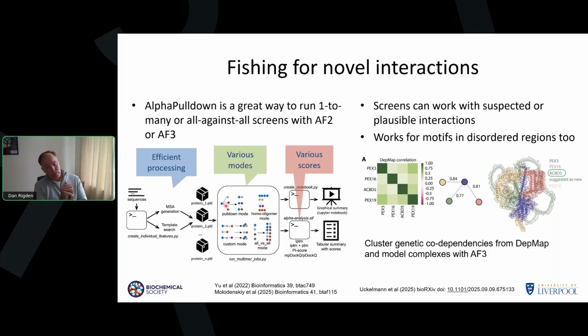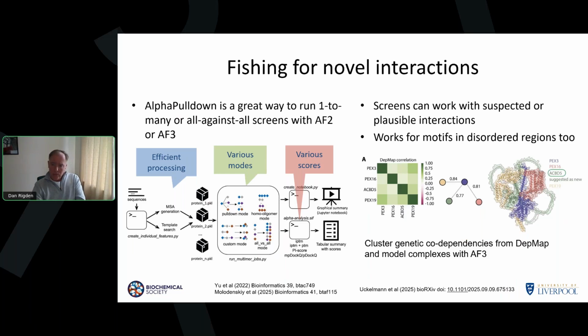And sometimes those scores will tell you that, yes, your bait protein does interact with that protein, because the structure that you're getting is so confident and reliable that even in the absence of any experimental information, you can be confident those two proteins interact. So Alpha Pull Down makes these screens very easy.